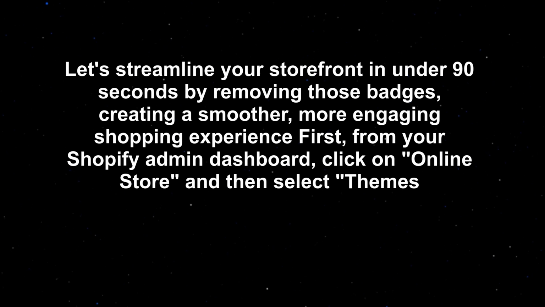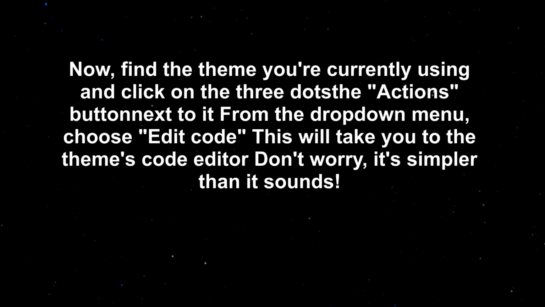First, from your Shopify admin dashboard, click on Online Store and then select Themes. Now, find the theme you're currently using and click on the three dots Actions button next to it. From the drop-down menu, choose Edit Code. This will take you to the theme's code editor. Don't worry, it's simpler than it sounds.